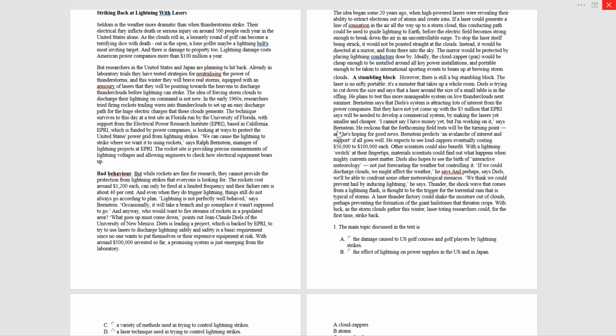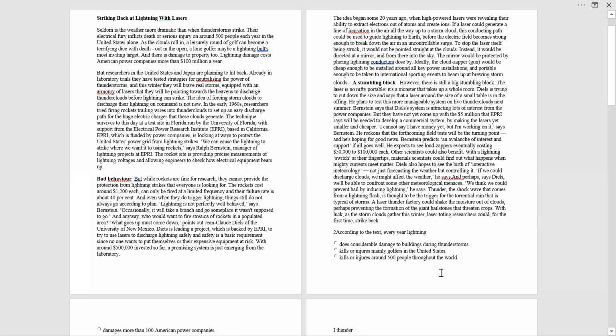So now we are doing it all together because if I give you time, you take a lot of time. Okay, just let me show you the second one. I'm removing this one. Just a second, almost done. Yes. So here is the second one. Consider it ABCD only. It says, according to the text, every year lightning, right? This is the question here. Does considerable damage to buildings during thunderstorms, kills or injures many golfers in the United States, kills or injures around 500 people throughout the world, or damages more than 100 American power companies.